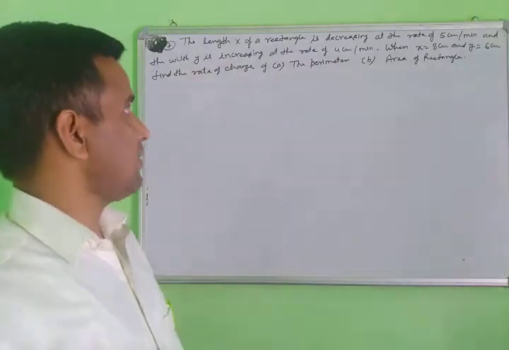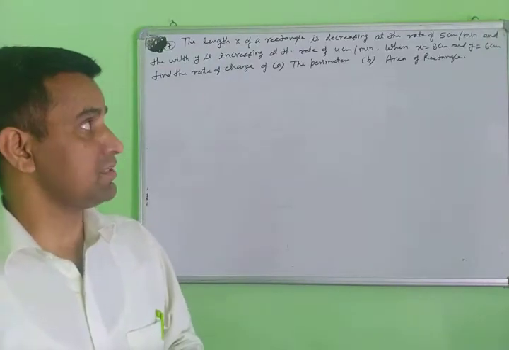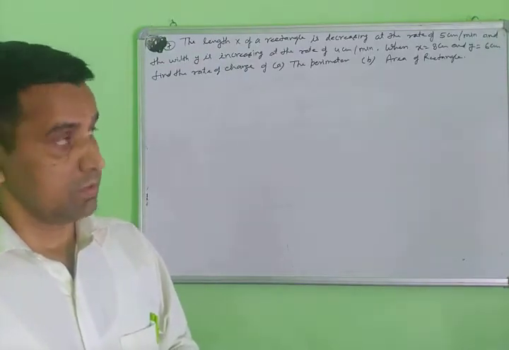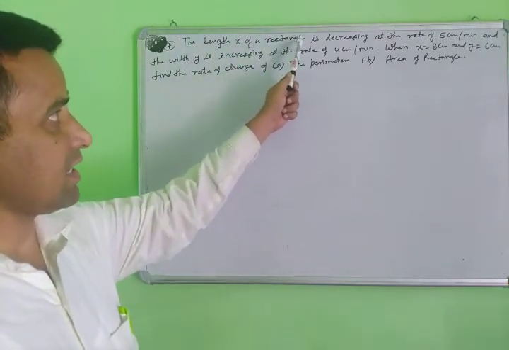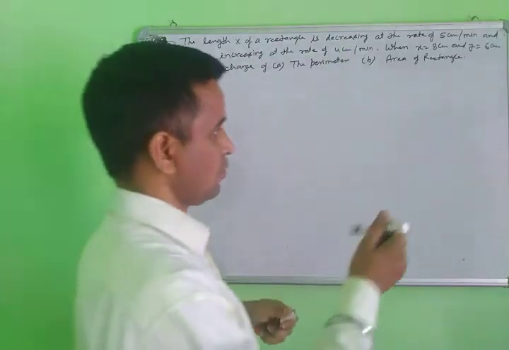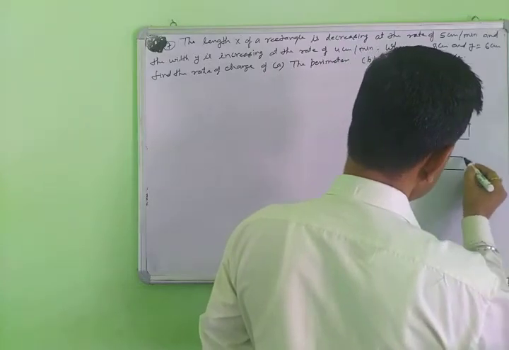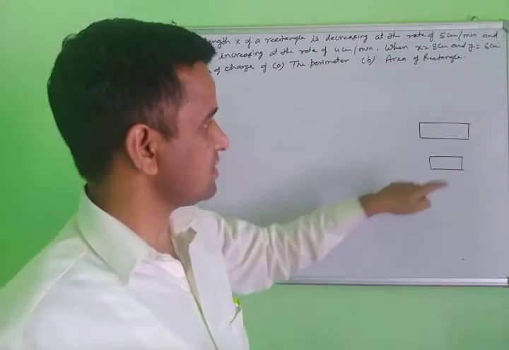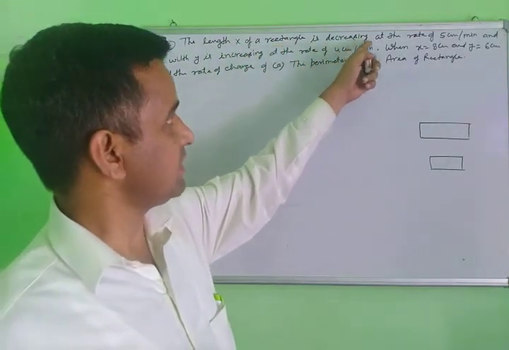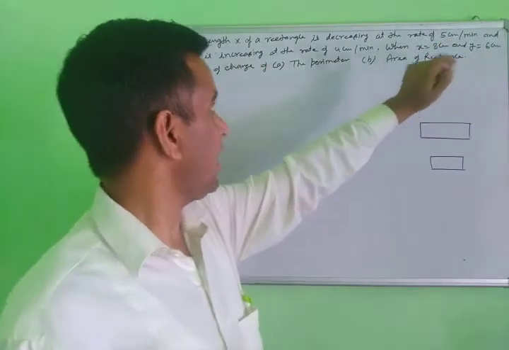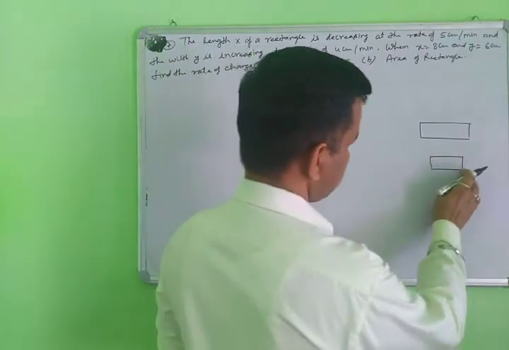Yes, student, next question I am taking question number 7. This question is very very important because this question has come many times in the board exam. Now focus on this question. The length x of a rectangle is decreasing. Suppose first the length of the rectangle is this way, the next length will be decreasing here. Length is decreasing at 5 centimeter per minute, while the width is increasing.